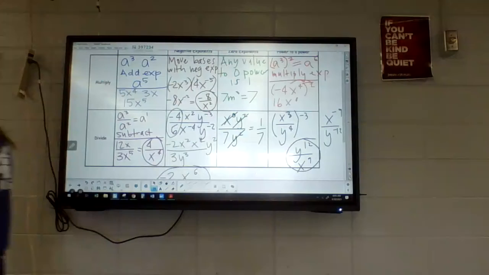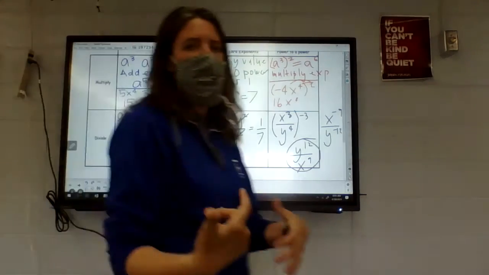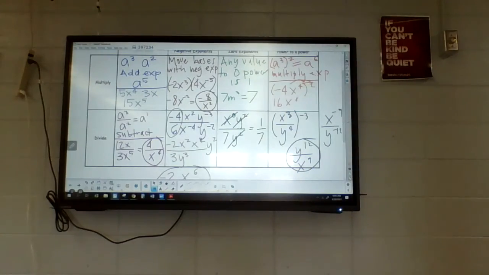Okay? Alright, so this sheet is hopefully going to be helpful to look over the weekend. If you look at it a couple of times, that's going to be putting something stronger in your memory so that you're getting yourself ready for our test on Monday.